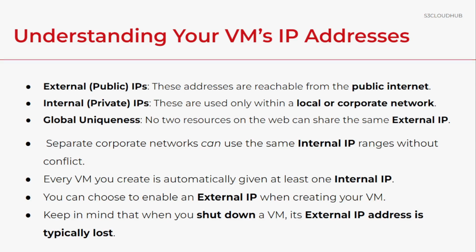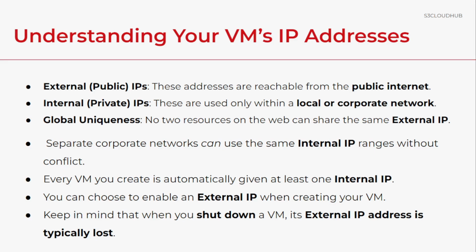And then there are internal IPs. These are like the room numbers inside a building. They are used only within a local or a corporate network. Different companies can use the same internal IP ranges without any conflict because they are private.